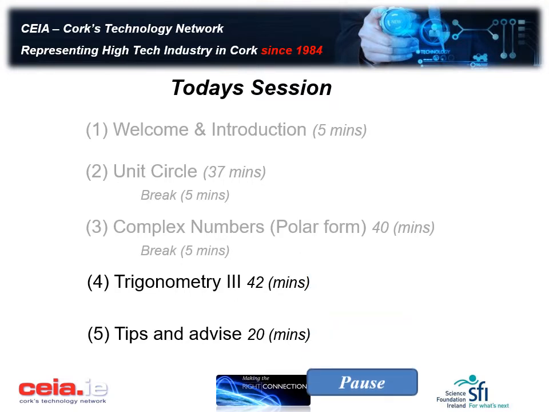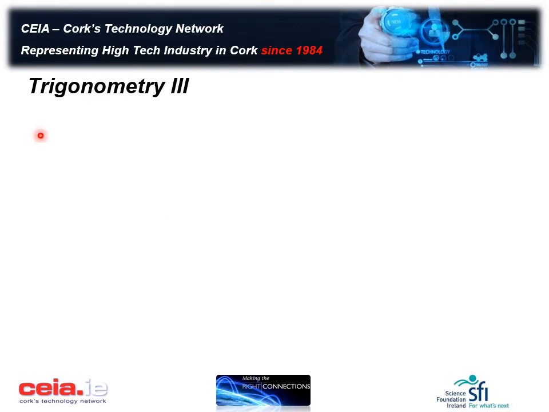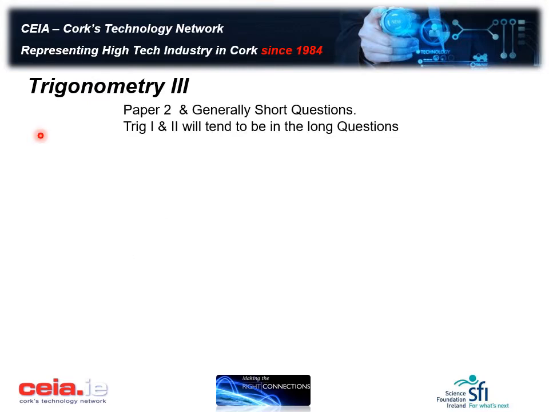Okay, welcome back. Let's move on now and we will look at the topic of trigonometry 3. Questions from this section are always on paper 1, and they tend to be the short questions, the skills first half of the paper, whereas the kind of questions that you get from trigonometry 1 and 2 would tend to be the applications, long questions, second half of the paper on paper 2.